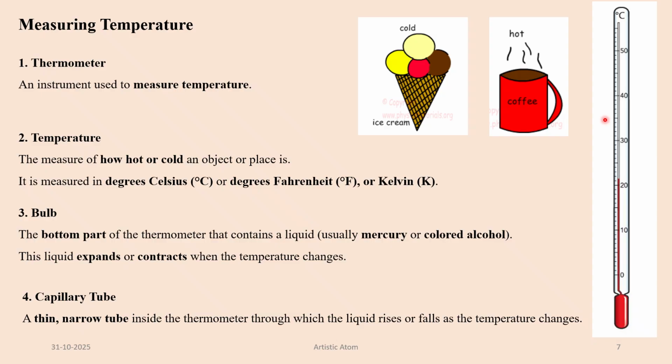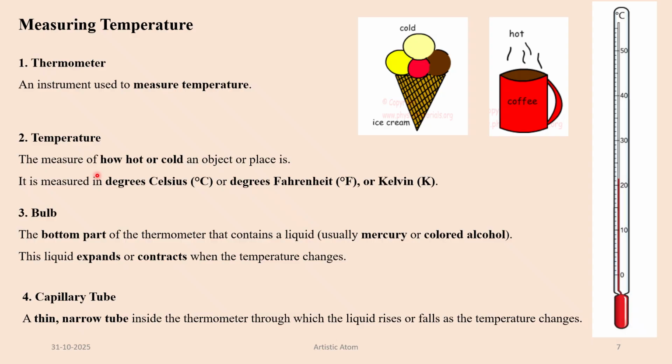Suppose you keep this thermometer over this object, you will be able to see that the temperature is continuously decreasing. So you will be able to make out that this particular substance is cold. If you are keeping this thermometer over this object, you will see that the temperature is increasing. Hence, you will conclude that the object is hot. So temperature measures how hot or cold an object or place is.